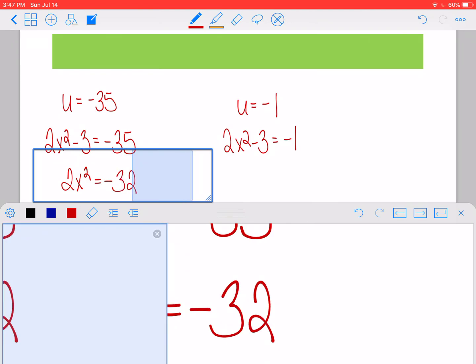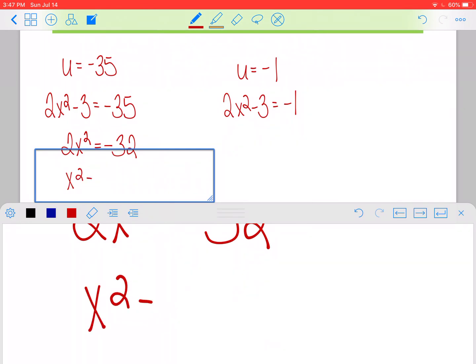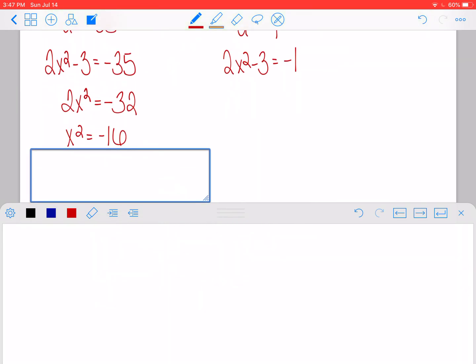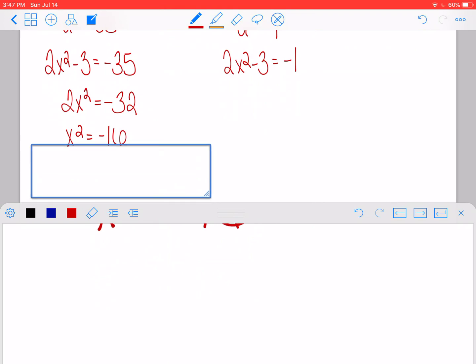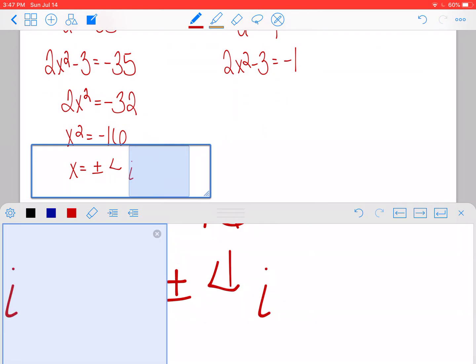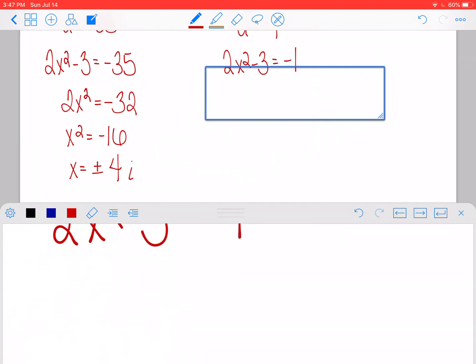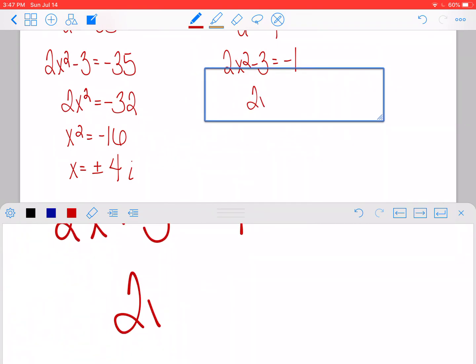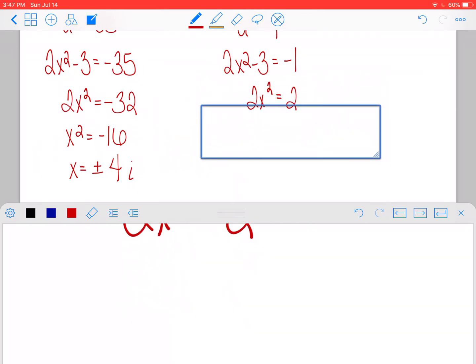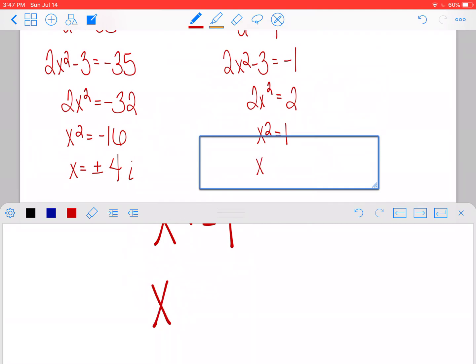And so this one over here, again, add 3 to both sides. Divide by 2. And this one is the square root of 1, which is plus or minus 1. And so your solution set is both positive and negative 4i, and both positive and negative 1. So you actually have 4 solutions, 2 non-real solutions and 2 real solutions.